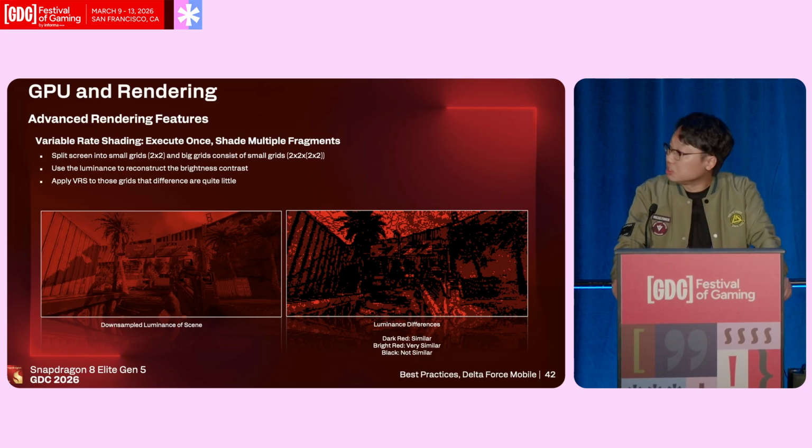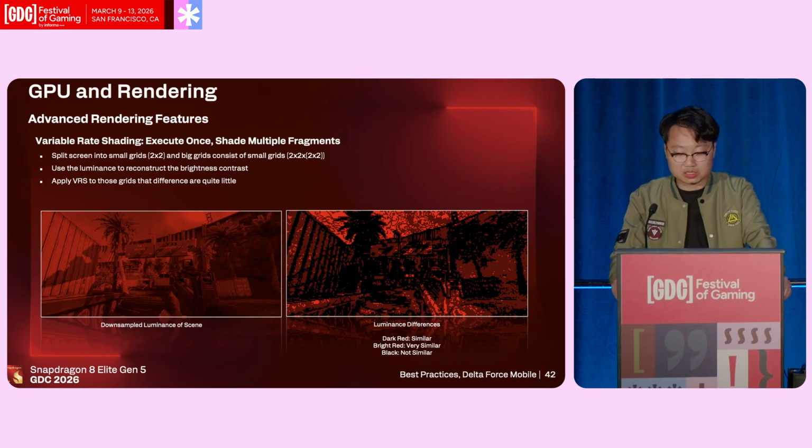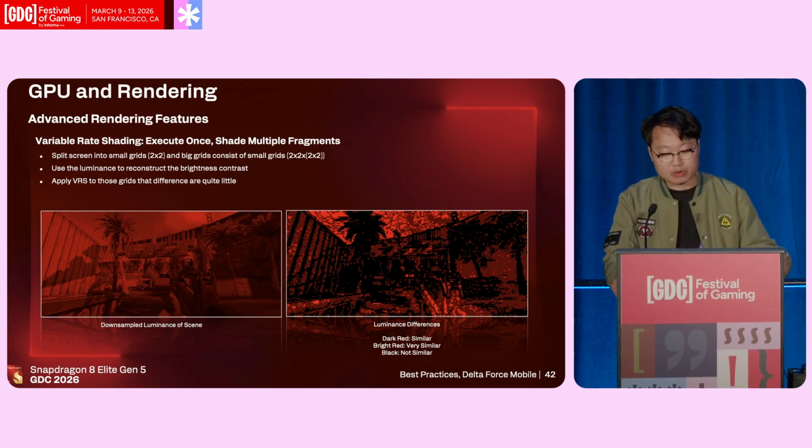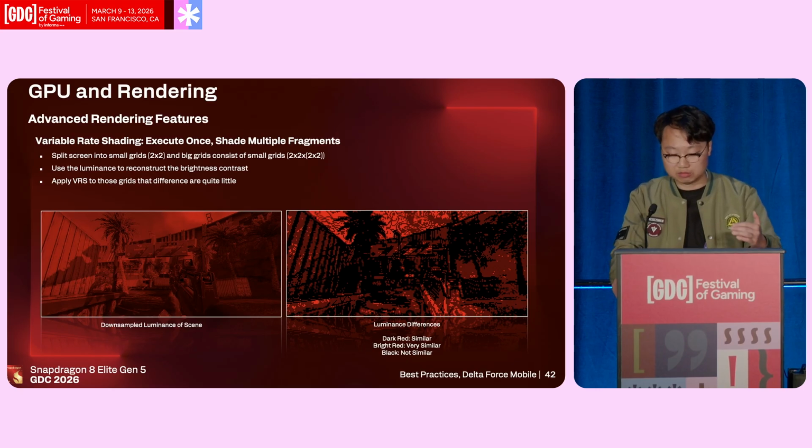Take a look at these two images below. The left image shows the downsampled luminance output from the previous frame. Even though we don't have the full color data, we can still roughly reconstruct the scene's brightness structure. And the right image shows the color variance computed from the left. Black means dissimilar, dark red means similar, and bright red means very similar. You can see that large areas of the sky are highly similar. Many flat surfaces in the scene, as well as the rough mechanical parts of the player's weapon, also show a lot of similarity.